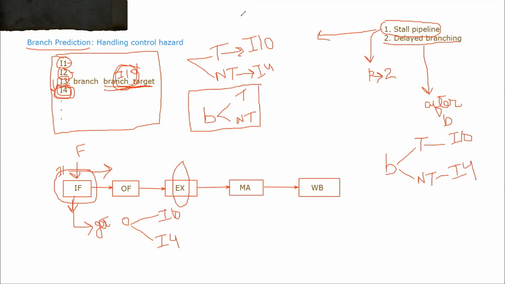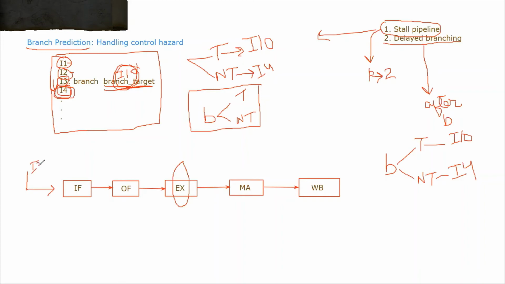Let's say this branch instruction has been fetched. So let's say it is instruction I3. When this instruction is fetched, after completing the fetch, this I3 will move to operand fetch.